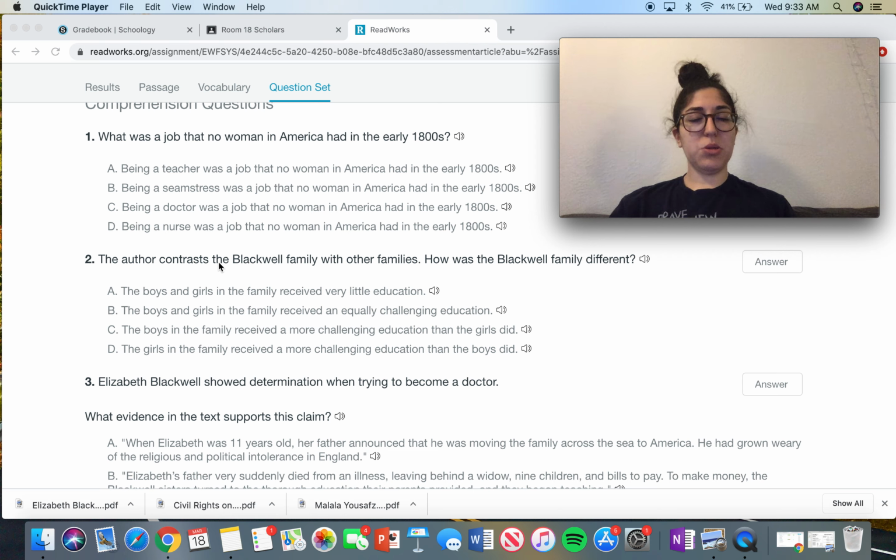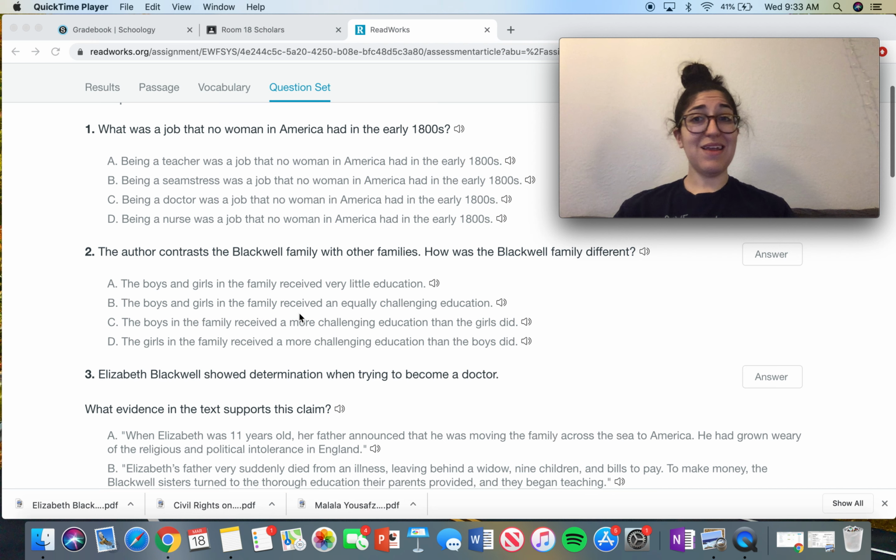Question 2. The author contrasts the Blackwell family with other families. How is the Blackwell family different? So I might not know what contrast means, but then over here it says, how was the Blackwell family different? So I know that I'm looking in the text for something about the Blackwell family that was different. What was different about them from other families in the early 1800s? And I'm not going to answer that one with you. I want you to read all 4 options, and I want you to decide which one can I find evidence for in the text.